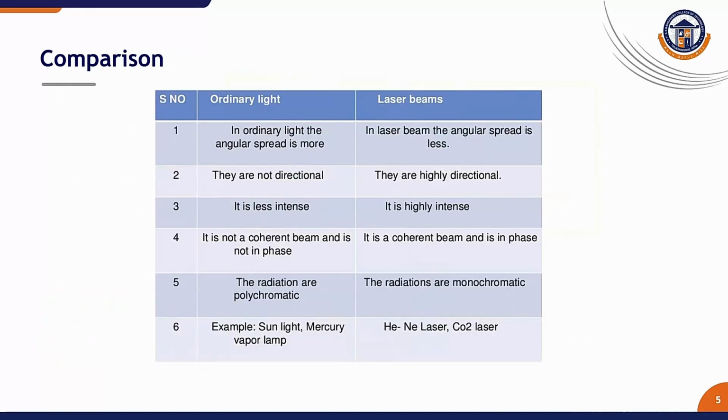And then the comparison of ordinary light and laser light. Ordinary light spreads in all directions, but laser light concentrates on a particular point. Ordinary light is not directional, but laser light is highly directional. Ordinary light is a less intense beam, and laser light is a highly intense beam. Examples of ordinary light are sunlight, mercury vapor lamp, and sodium vapor lamp. Examples of laser light are helium neon laser, Nd:YAG laser, and CO2 laser. As a result, ordinary light is less intense and cannot be focused over long distances.